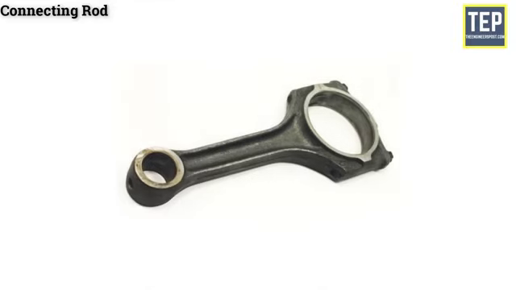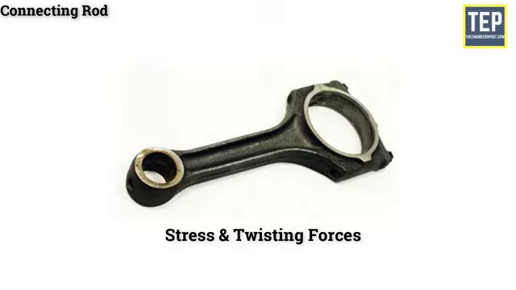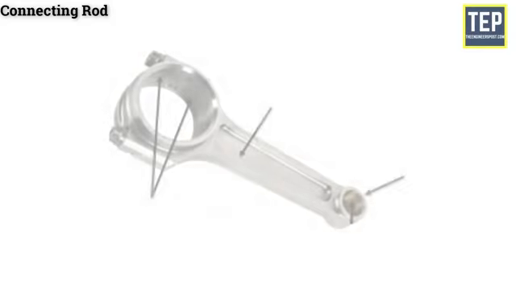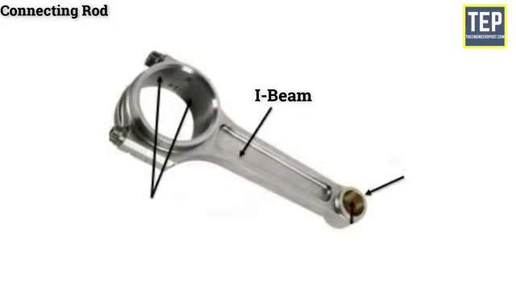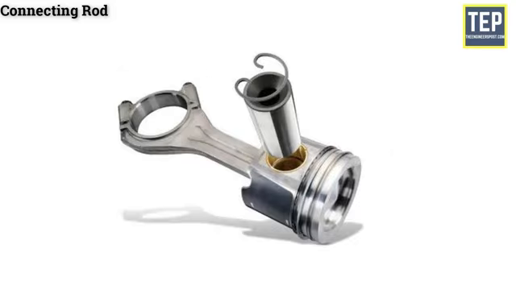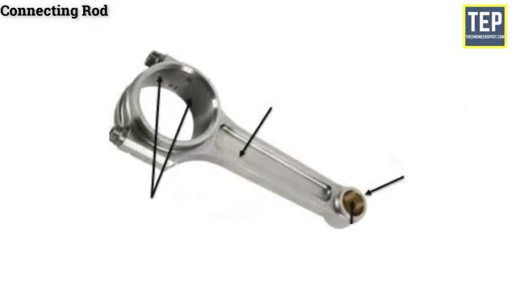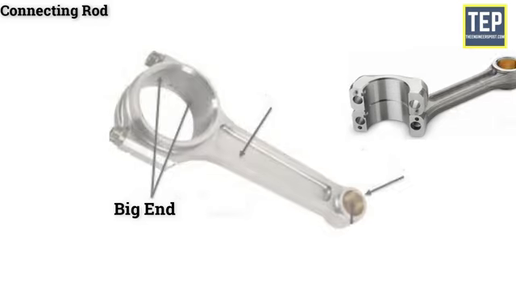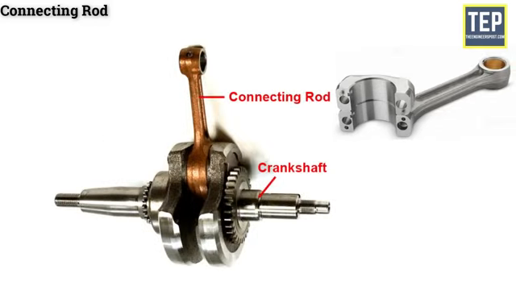Connecting rod in an IC engine must be light and strong enough to withstand stress and twisting forces. It usually has I-beam cross-section and is made of alloy steel or duralumin by drop forging. The small end of the connecting rod has either a solid eye, used to connect the piston by the piston pin. The big end of the connecting rod is always split, and it is used to connect the crank pin of the crankshaft.